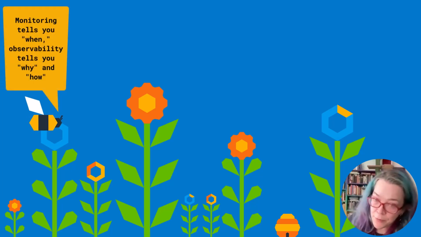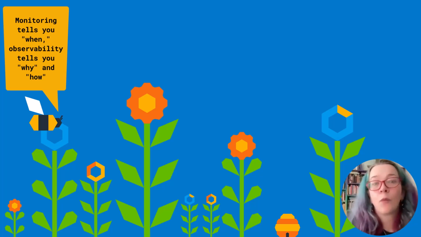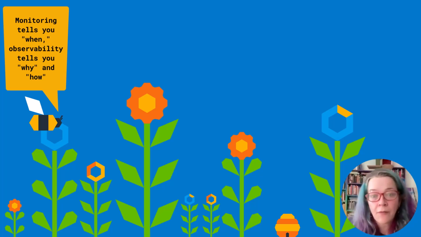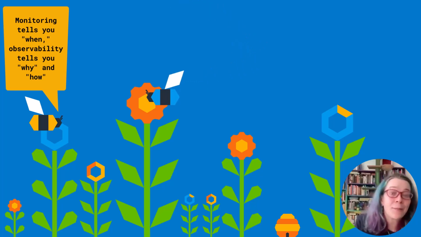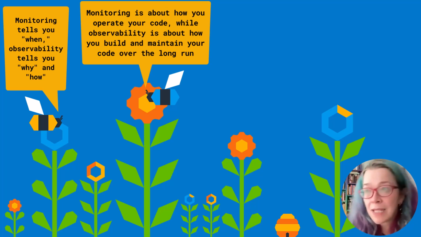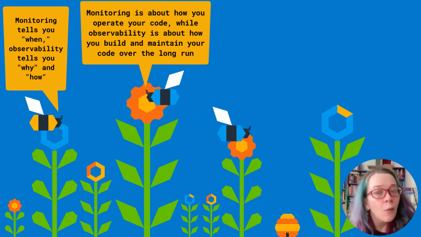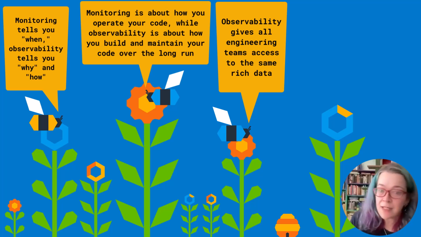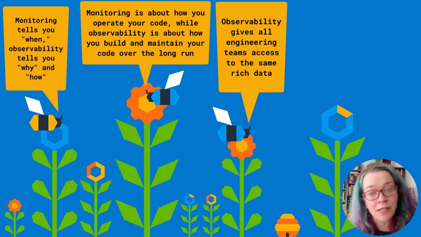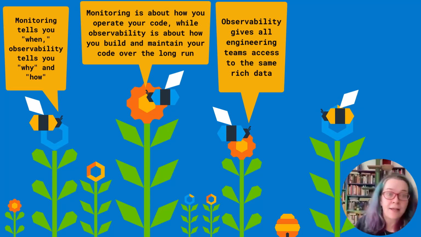Monitoring tells you when something goes wrong by tracking predefined metrics, while observability can help you understand the why and how behind system behavior. Monitoring is essentially about how you operate your code, while observability is about how you build, maintain, and understand your software over the long run. With observability, all your engineering teams can share access to the same rich data, which breaks silos and improves coordination when diagnosing and resolving incidents and understanding all the complex intersecting parts.